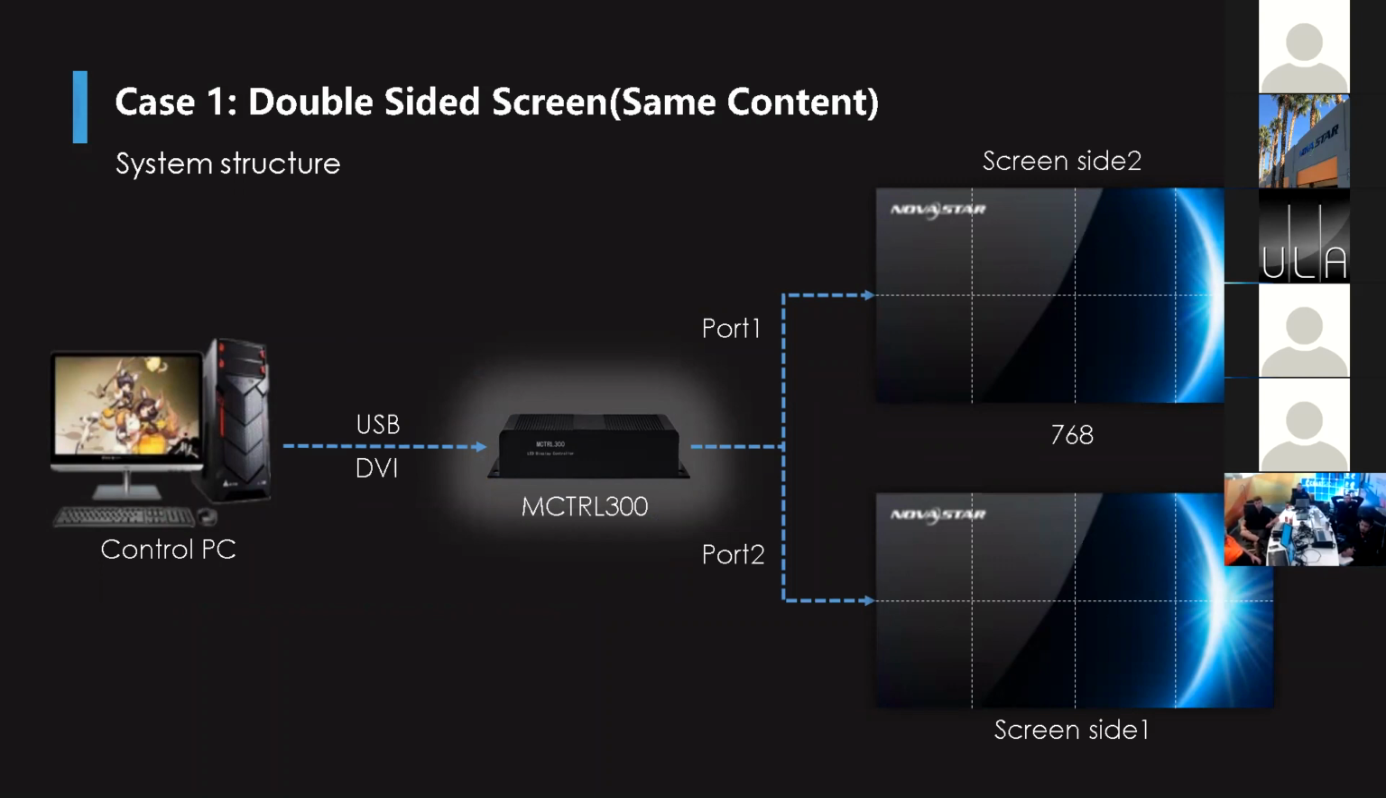Because the resolution of the screen is not very big, the MCTRL660 is enough for these two sides. Each output port drives one side of the screen. And the control PC provides the DVI as a video source to the MCTRL660, and the USB cable is used to configure the screen.